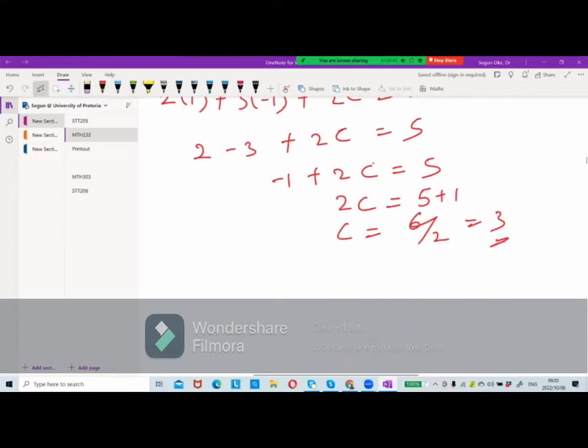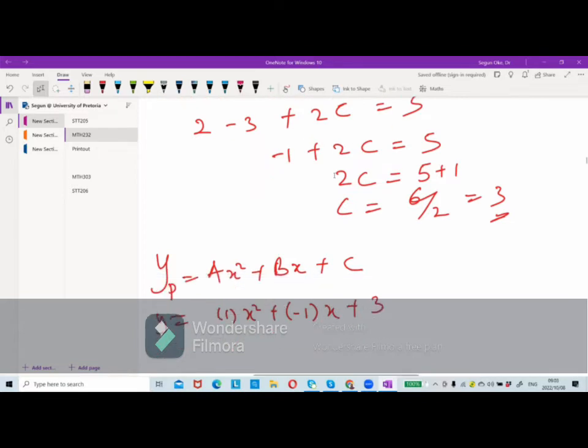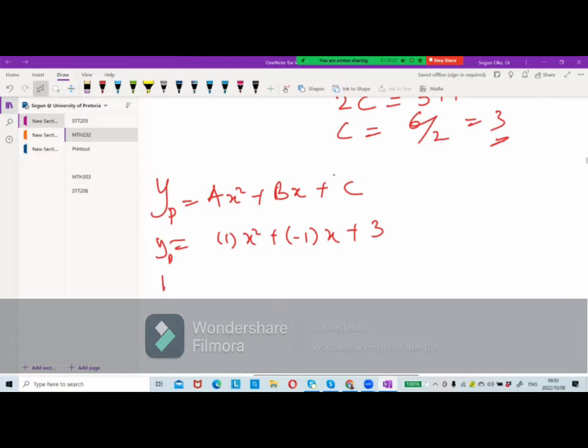So we can go ahead and write our yp. Remember, yp is equals to As squared plus Bs plus C. So your yp will be what now? Anybody? What is our A? 1. 1 multiplied by s squared plus what is B? Minus 1. Plus C is equals to 3. So when you write your yp now, my yp will be s squared minus s plus 3.